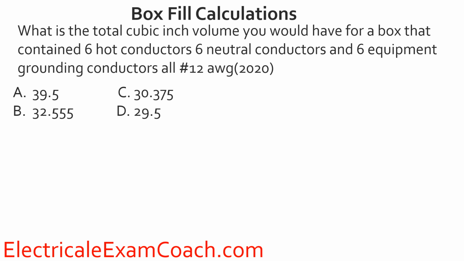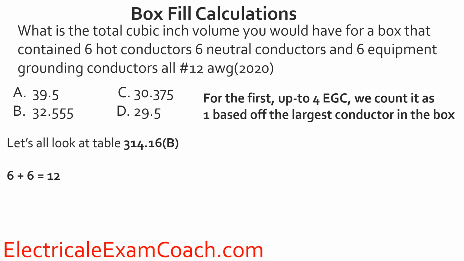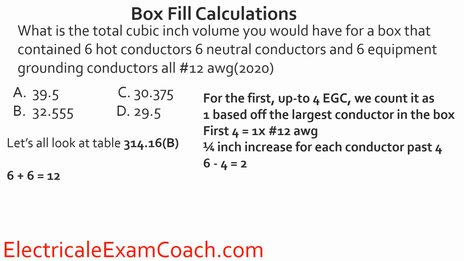What is the total cubic inch volume you would have for a box that contained 6 hot conductors, 6 neutral conductors, and 6 equipment grounding conductors, all of the 12 gauge persuasion in the 2020 and the 2023? First thing we're going to do, we know we take the 6 hots and the 6 neutrals, and we're going to set that to the side. Now we got to deal with the equipment grounding conductors. For the first 4, it's going to count as 1. So we need to figure out how many we are past 4. We have 6 total minus that 4. That means we are 2 past 4.